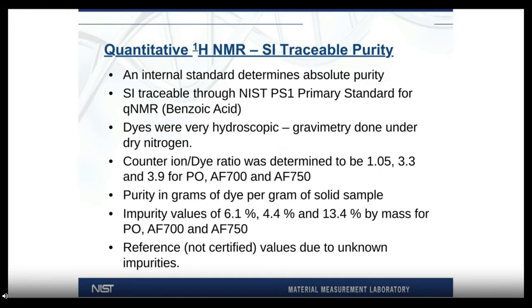We also found that the impurity values that we found for quantitative NMR were significantly higher than what the HPLC implied. And we saw as much as 6% for Pacific Orange, 4% for Lexaflor 700, and 13% for Lexaflor 750. And because of these discrepancies between the HPLC and the quantitative NMR, we do have high confidence as to the accuracy of the quantitative proton NMR technique in this case.